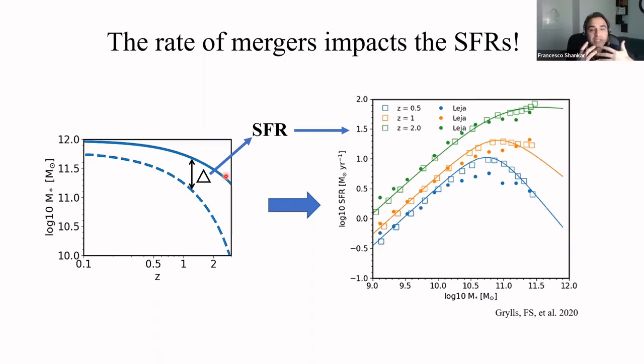So you should imagine that there are 2 channels to grow a galaxy. The galaxy can grow in mass because it's converting its gas into stars, and so this is internal star formation. And because there is assembly, there is more mass coming in from mergers. And so there are these 2 channels. And the question is, how much does a galaxy form via star formation or via mergers?